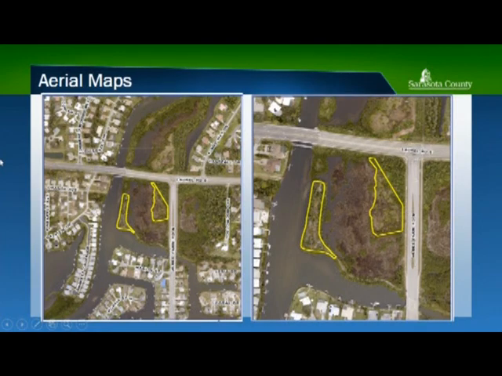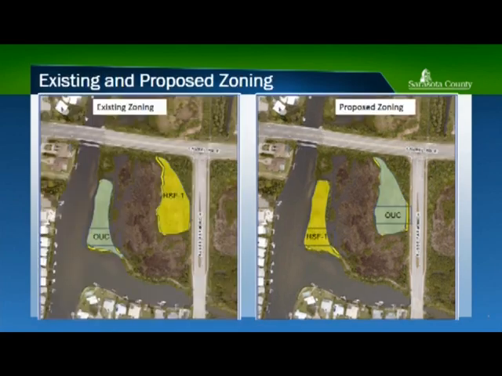The applicant is proposing to rezone 1.015 acres of a fill area in Shackett Creek from OUC, which is open use conservation, 1 unit per 25 acres, to RSF1. I'm going to get to where that zoning is in a minute.